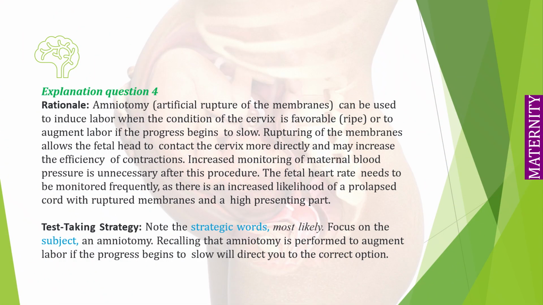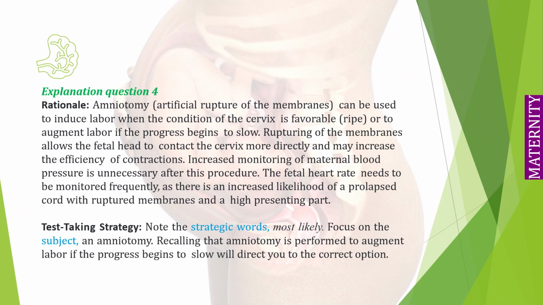Rationale: amniotomy, artificial rupture of the membranes, can be used to induce labor when the condition of the cervix is favorable, ripe, or to augment labor if the progress begins to slow. Rupturing of the membranes allows the fetal head to contact the cervix more directly and may increase the efficiency of contractions. Increased monitoring of maternal blood pressure is unnecessary after this procedure.